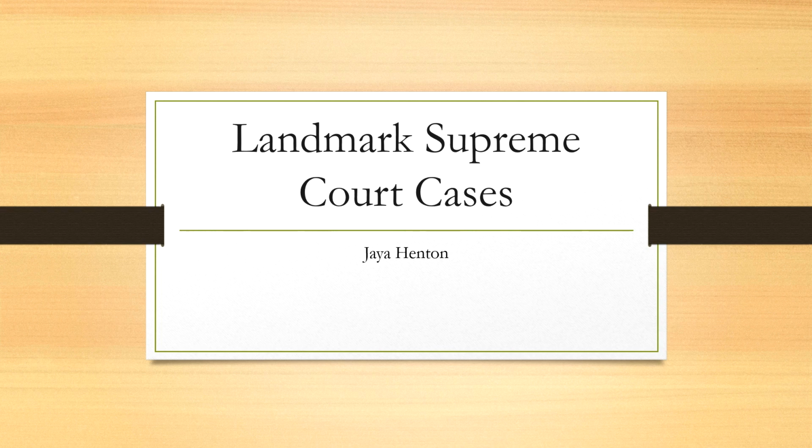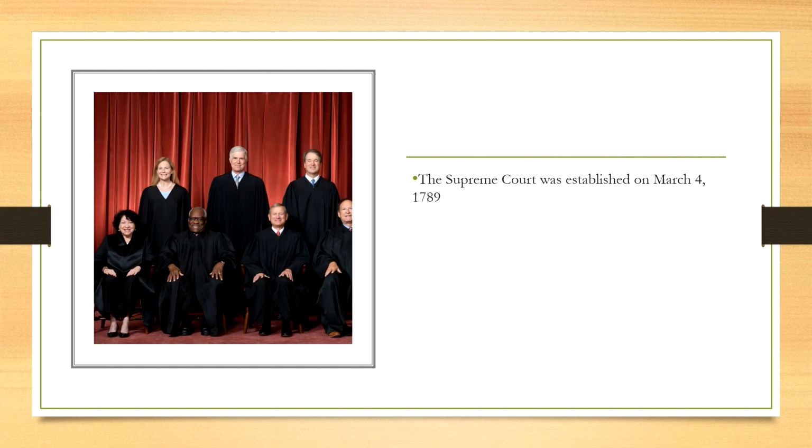So today we'll explore the foundations of the U.S. Supreme Court and some of the most important early cases that shaped American law and government. So these are the Supreme Court justices now, but the Supreme Court was actually established on March 4th, 1789, by Article 3 of the U.S. Constitution and the Judiciary Act of 1789. From the start, the court was designed to be the final authority in interpreting the Constitution and federal law.